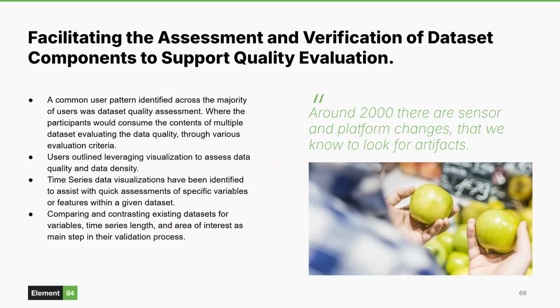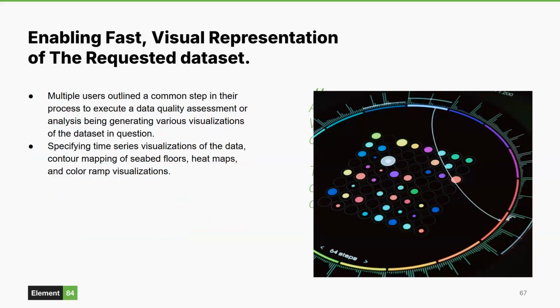One user actually outlined that around the year 2000, there are sensor and platform changes that they were aware of, and they decided to use that year to look for artifacts for those platform changes to validate whether the data set was of high enough quality for their purposes. So enabling them in some way to understand data density, data quality within this interface while also identifying what is out there. The next one, enabling fast visual representation of requested data sets.